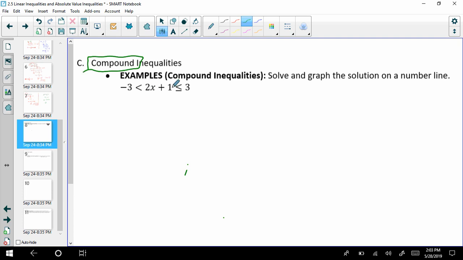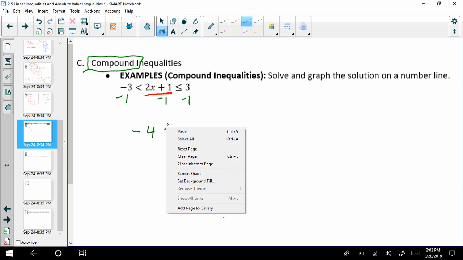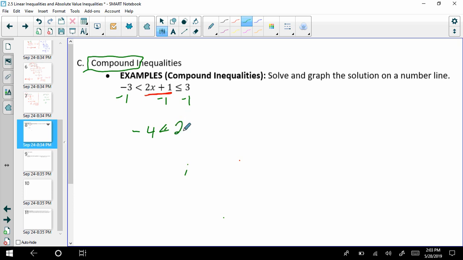So notice I have 2 inequality symbols. Don't let that scare you. We're going to solve it the same way. So if I look at where the x is, to get x alone, I'd want to get rid of the 1 first. So we would subtract 1. But this time you have to do it 3 times. You have to do it to every single side. So then I'd have negative 4 is less than 2x is less than or equal to 2. And then the last step to get x alone would be to undo this multiplication. So I'm going to divide.